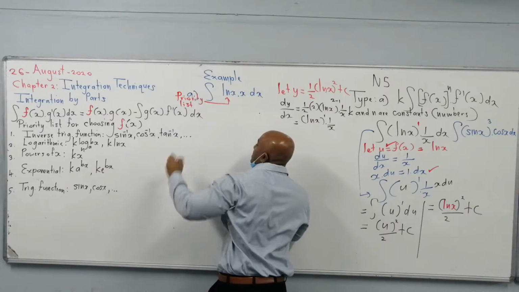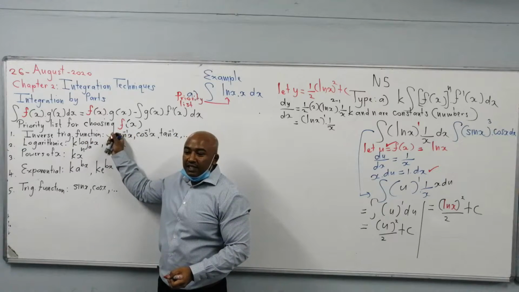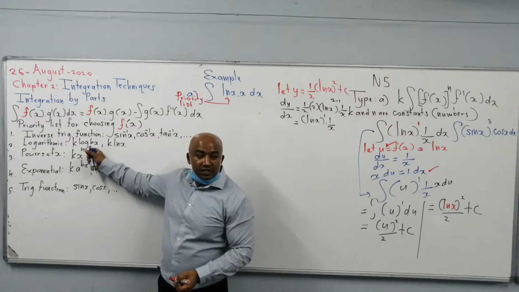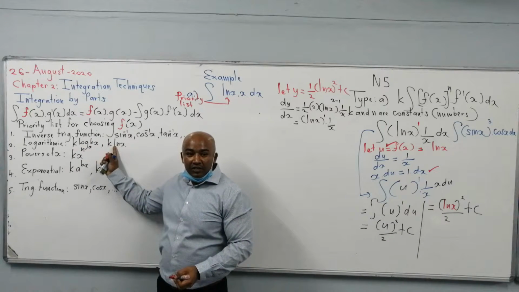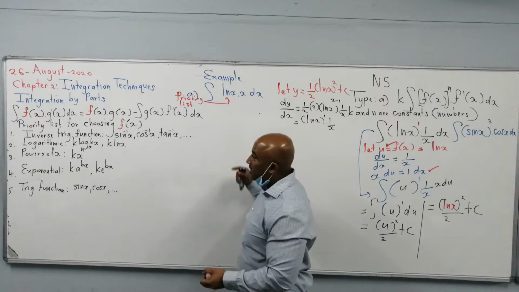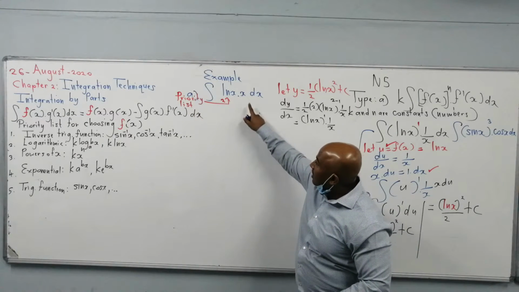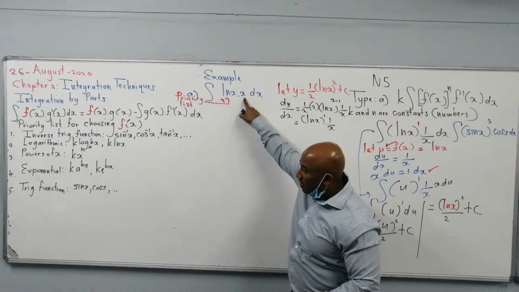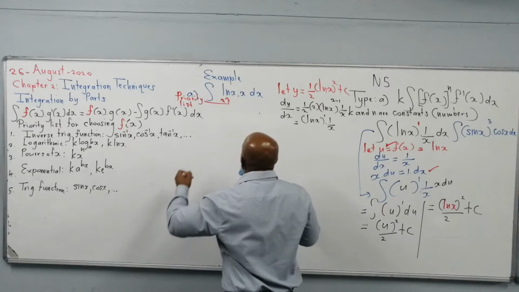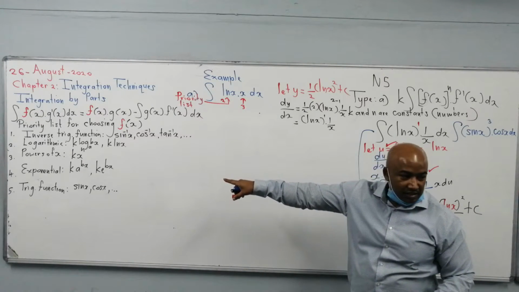So ln x. First of all, number 1 is inverse trig functions: arc sine, arc cos, or inverse sine, inverse cos, inverse tan. Number 2 is your logs. So you can have logs or natural logs, that's ln. Clearly, this is number 2 on the priority list. Can you see that? And then x, what is x on the priority list? Powers of x. Here, this is x to the power 1. So this is number 3 on the priority list.